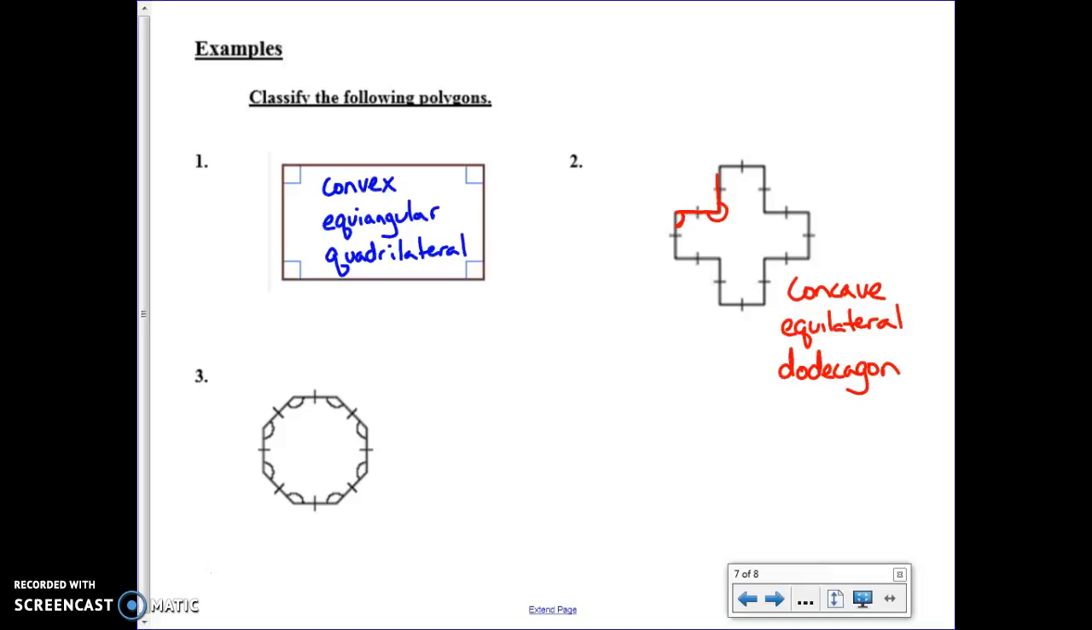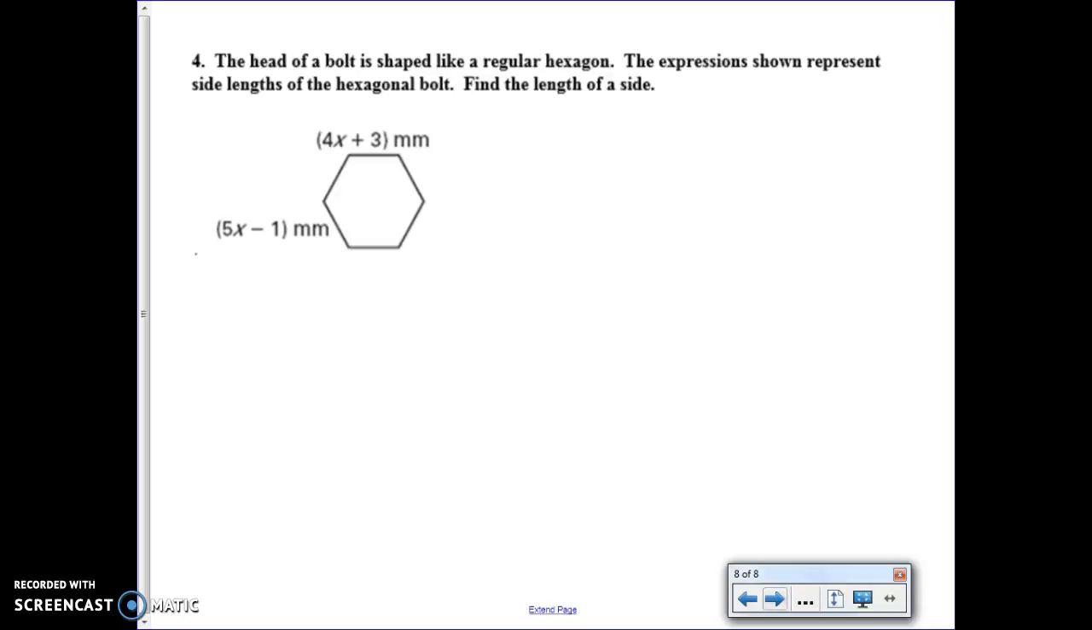All right, this one down here. Looking at it, nothing is caving in, so I'm going to call it convex. I see both sides and angles marked. So since both of those are marked, it is going to be a regular figure. And then it has 1, 2, 3, 4, 5, 6, 7, 8 sides. So it's an octagon. Convex regular octagon.